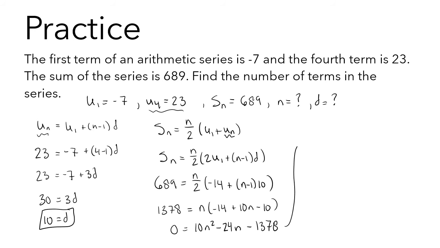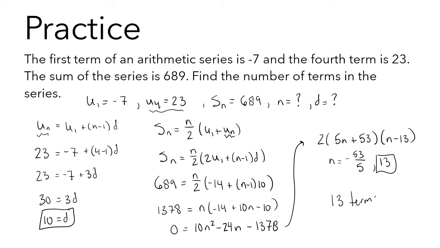This is a quadratic equation which we can solve using the quadratic formula, or with calculators by graphing and finding the points of intersection with the x-axis. If we do that and we factor it, we'll get the following: 2 times 5n plus 53 and n minus 13. So that means n can be two things. It can either be negative 53 over 5, or it can be 13. Now remember, in a sequence, each term has to be a whole number. You can't have the 53 over 5th term, so we know n has to be 13. In other words, there are 13 terms in this series.